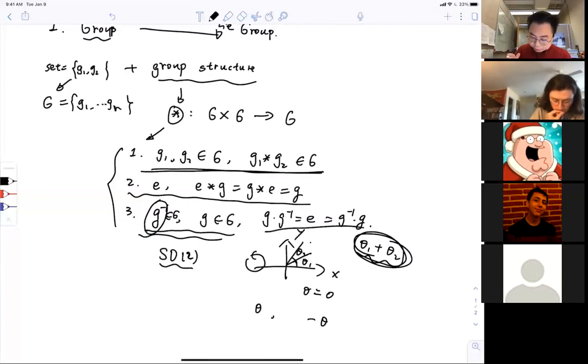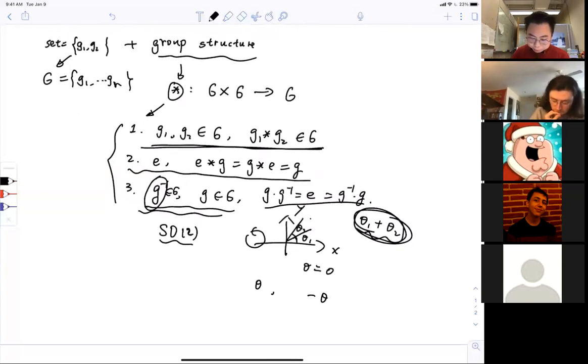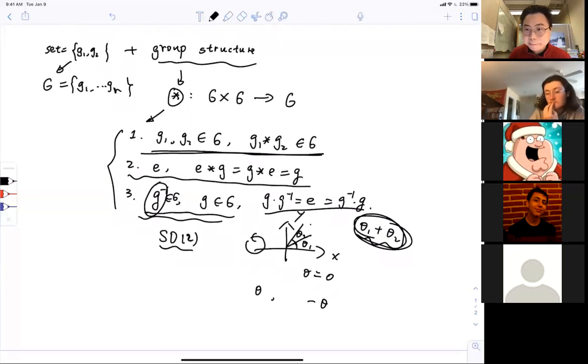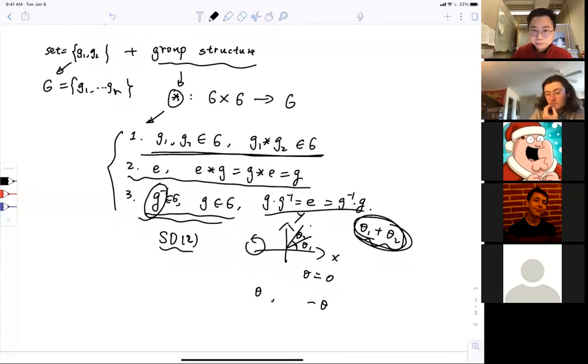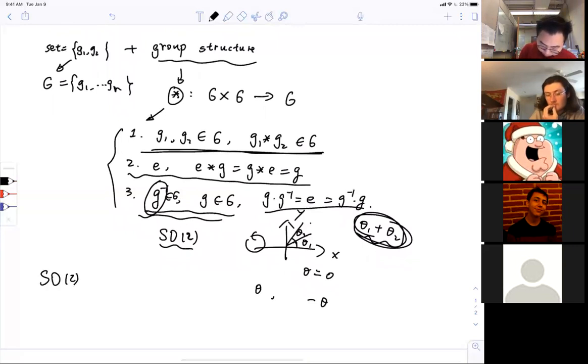I don't want to make the definition too rigorous because this is a physics class. You just get the intuition and that's it. And for this SO2, does the set correspond to any rotation in 2D space, and the structure is the combination of rotations? Yeah, exactly. So this is the set of SO2, right?